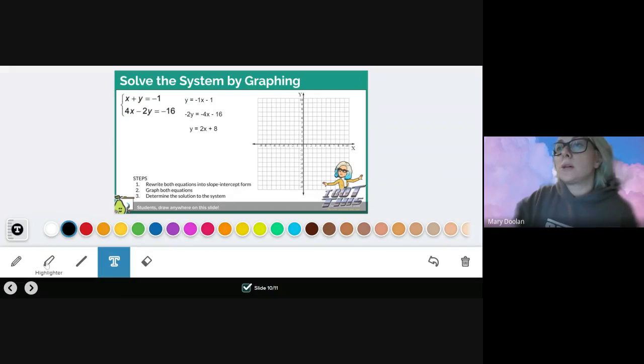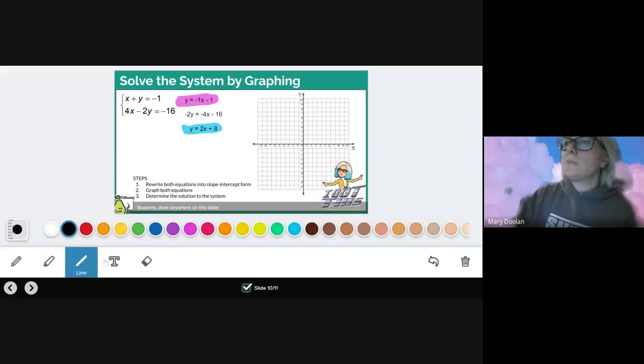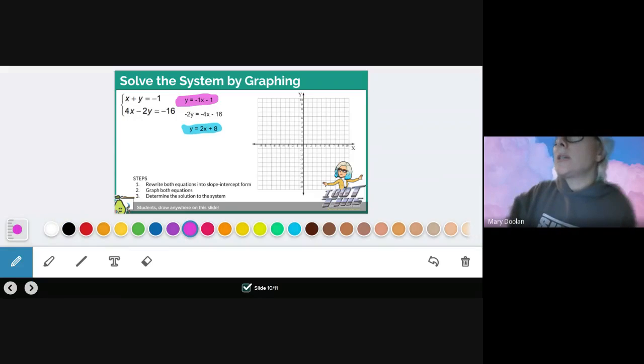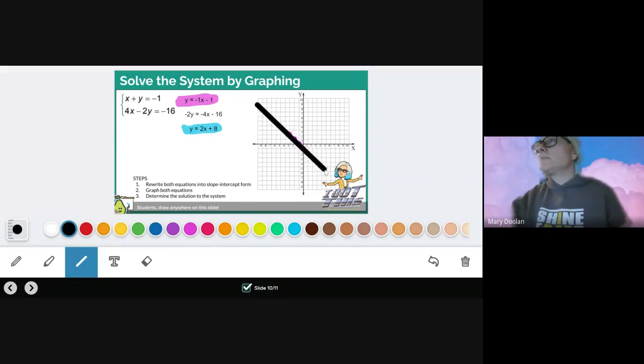Just so we can tell which one's which, this one I'll do in a purple color, and this other one I'll do in a blue color, so you can see where they are. All right, so back with my pencil. My y-intercept for this purple one is -1. So on my graph, I'm going to go to -1, and then my slope is -1. So I'm going to rise 1 and run 1, and keep doing this until I have enough points to use the line tool and draw a line through these points.